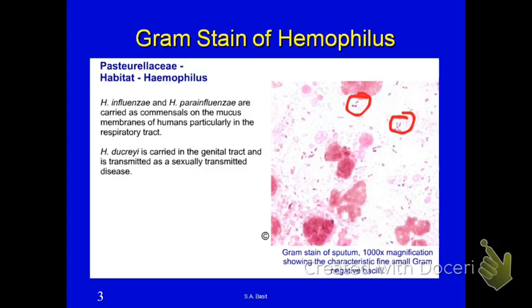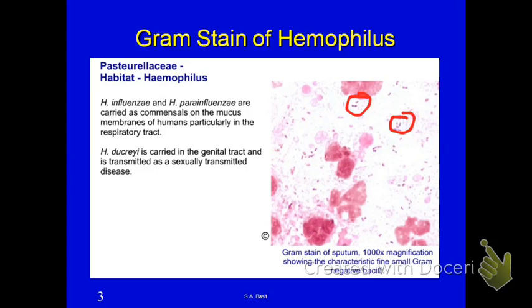Okay, so do you know that these particular organisms are seen as commensals in the mucous membranes of the human respiratory tract. So some of us will not show the signs and symptoms because of the fact that our immune system is probably doing well. But once you become immunocompromised, that's the time that these organisms could become opportunistic. It is also noteworthy to mention that these organisms could be very dangerous, particularly for neonates.